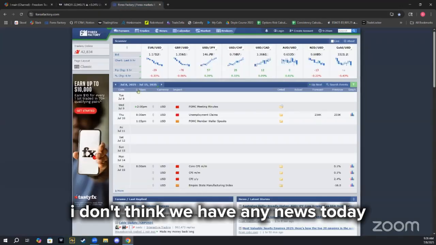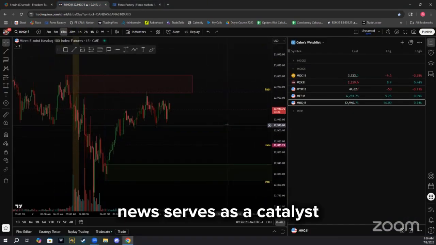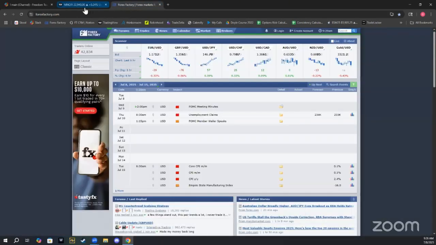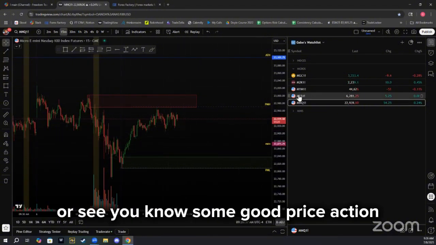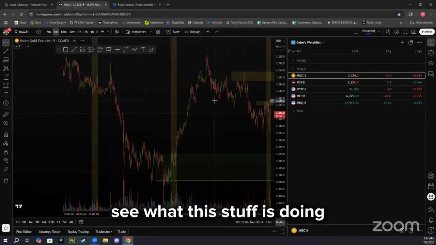I don't think we have any news today. So usually news serves as a catalyst to kind of push price where it needs to go. So without any news, we'll see if we can even break out of this range potentially, or see some good price action. So we can go back to futures now, see what this stuff is doing.